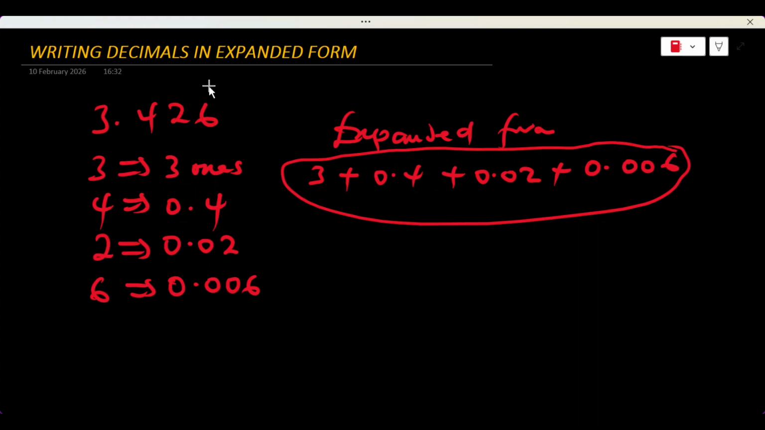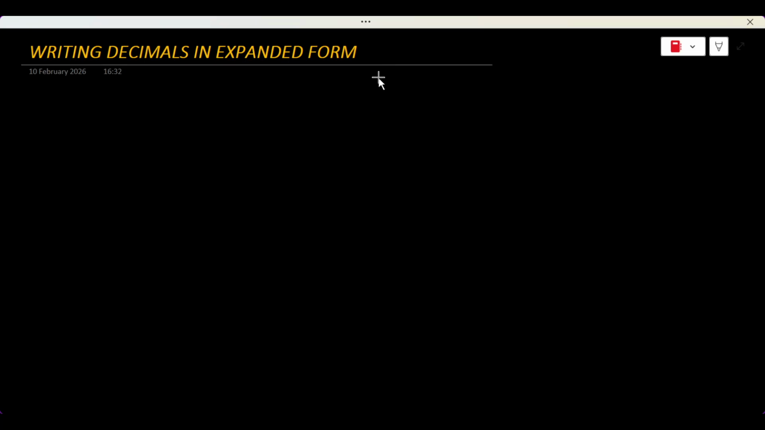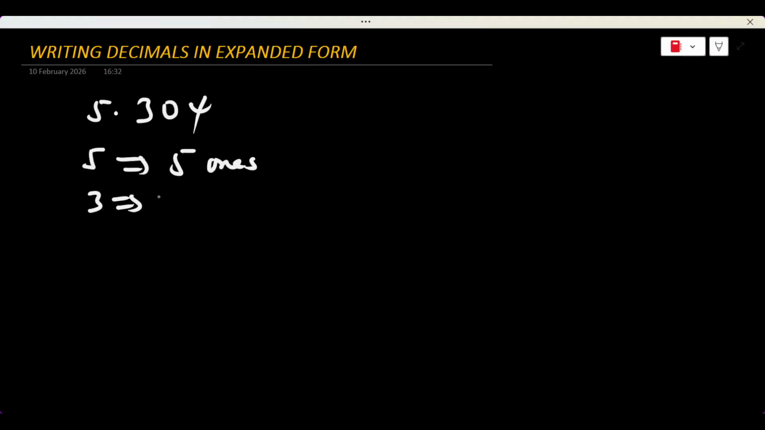All right. So let's look at another example which includes zeros in between. So we have 5.304. The first thing is to write them in their various place values. So we have the 5 to be in the ones. We have the 5 ones. And then we have the 3 be 3 tenths, which is written as 0.3.